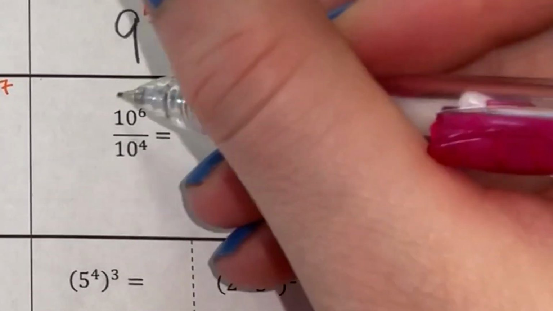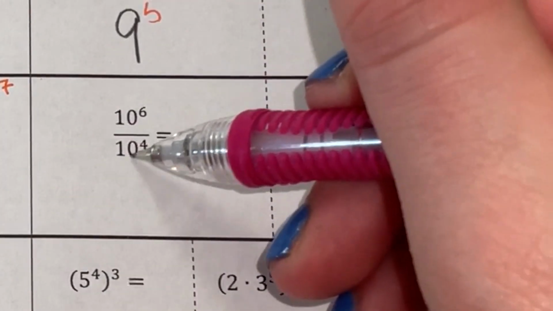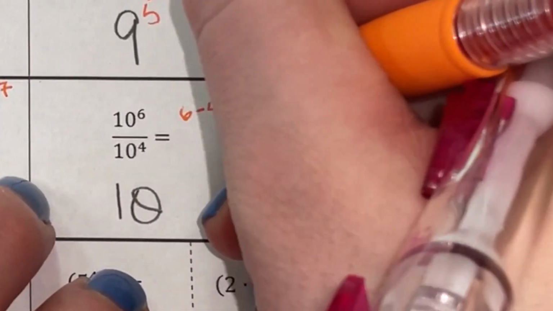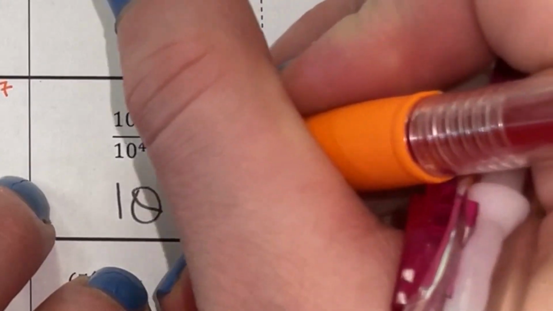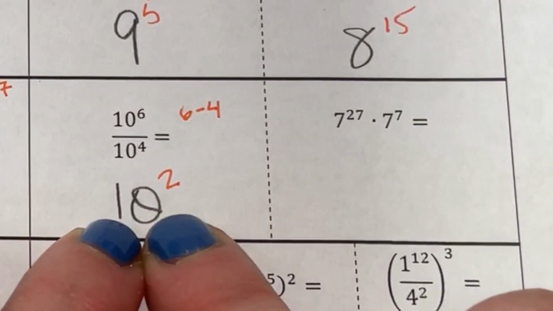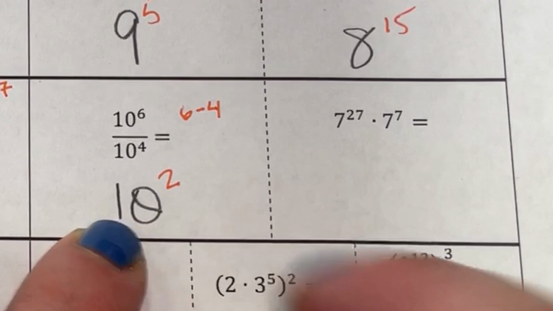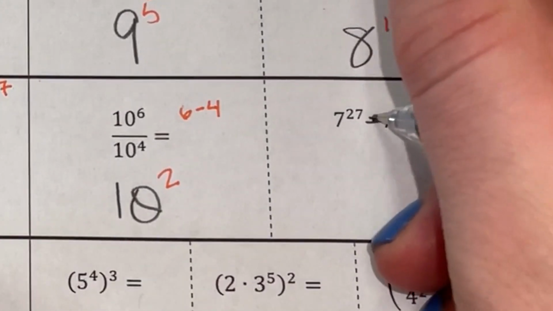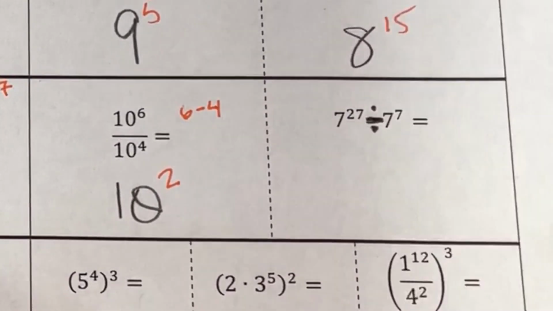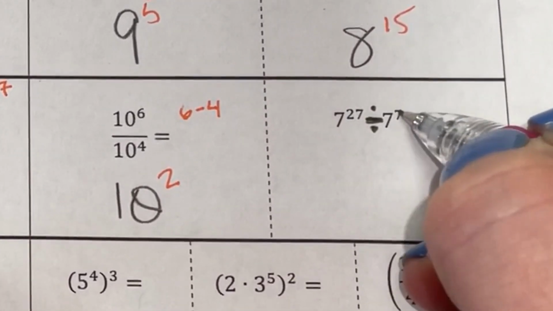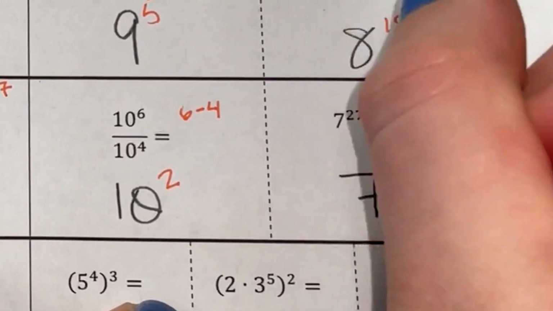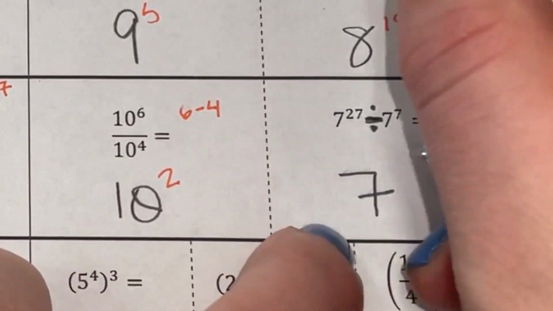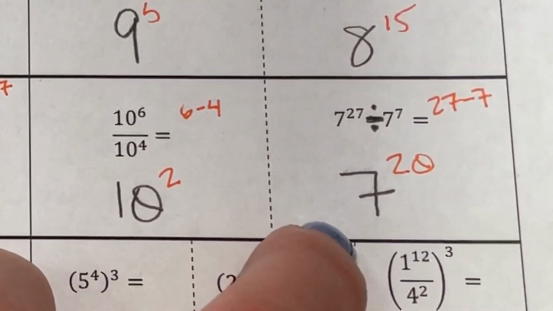Whether it's a number base too, same thing. So we got 10 to the 6th over 10 to the 4th. That base 10 stays there, but I'm gonna subtract these exponents. So 6 minus 4 gives me 10 squared. In your calculator, tell me, what is 10 squared? All right, then we have 7 to the 27th divided by, make that a division symbol, 7 to the 7th. Same base is happening, but they're being divided, so I'm gonna subtract those exponents. So that gives me 7 to the 20th power.